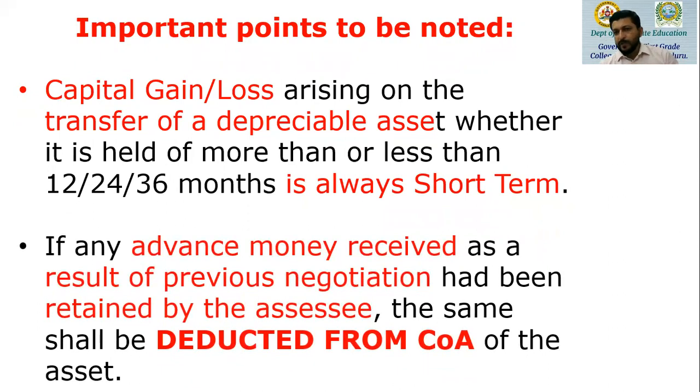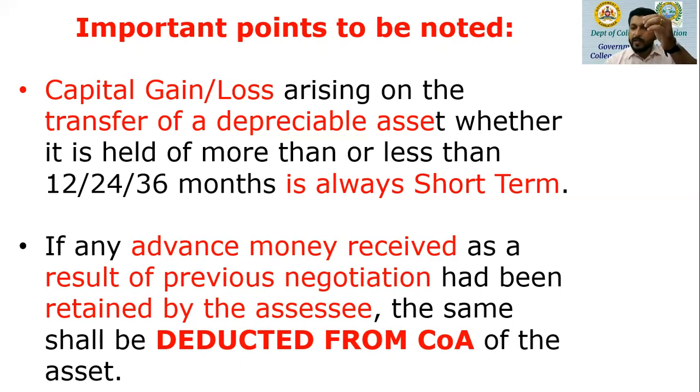Next very important point. Suppose we had entered into an agreement with a buyer for transfer of any asset, and the buyer has paid advance money. And suppose he is not able to keep up with this promise. He is not able to buy that particular property. The advance money which is already received will be forfeited. That means it will not be returned to such a buyer who could not fulfill his promise. That would be retained by the SSE, but such advance amount forfeited will be deducted from the cost of acquisition of the asset in the computation of capital gain.